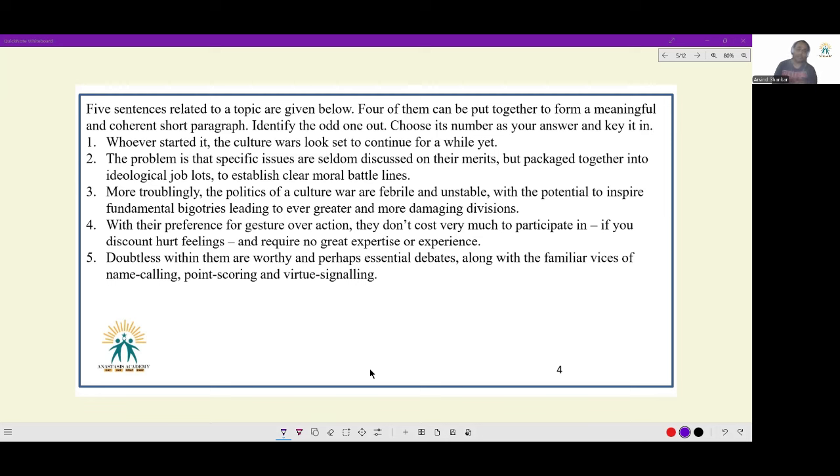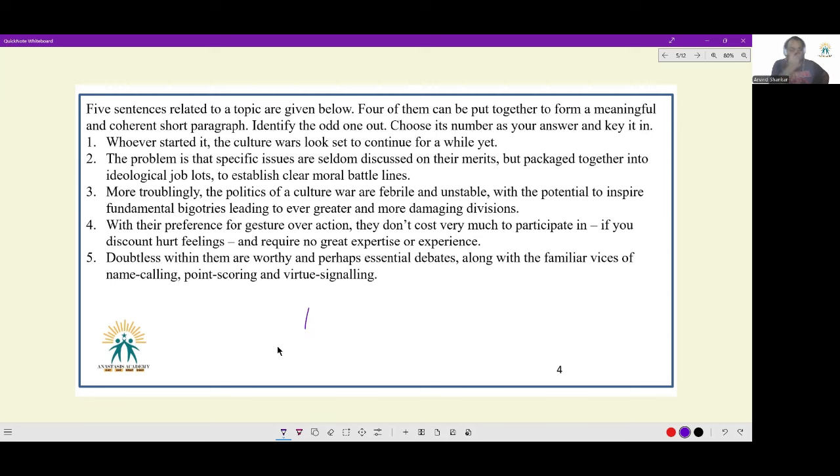With their preference for gesture over action, they don't cost very much to participate in if you discount hurt feelings and require no great expertise or experience. You can get offended over anything. Doubtless within them are worthy and perhaps essential debates, along with the familiar vices of name calling, point scoring, and virtue signaling.